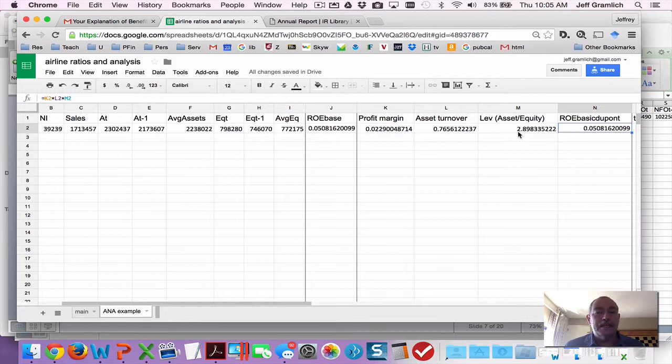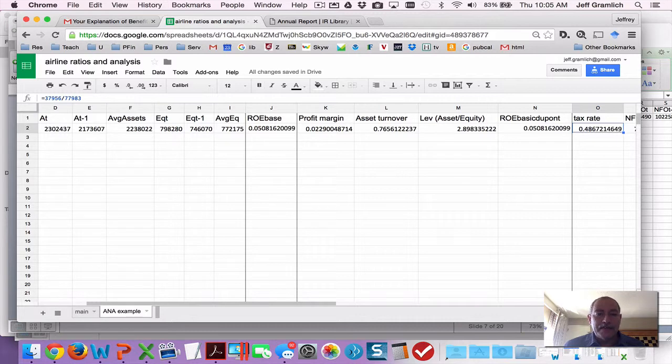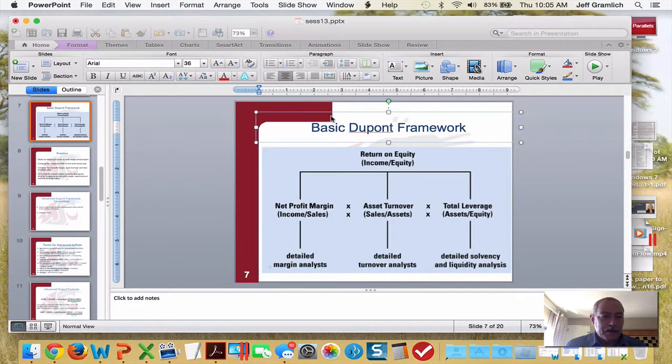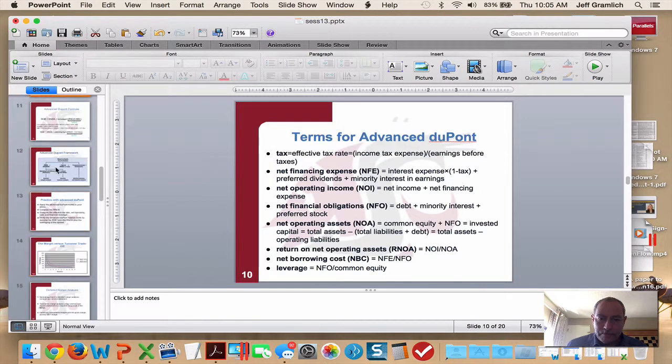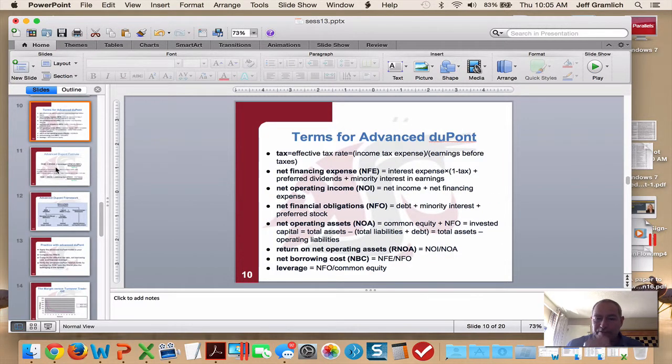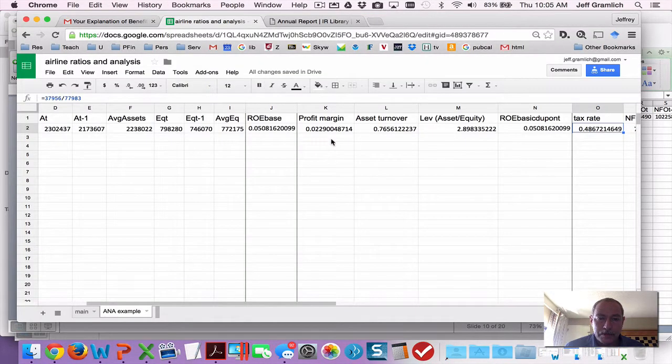Now let's move on to the advanced DuPont. In the advanced DuPont, we're going to follow the slide here, terms for the advanced DuPont, and I'm just going to define each of these terms in the spreadsheet terms. So we go back over here. The first thing we're going to do is the tax rate. And the tax rate is going to be equal to the tax expense, 37,956, divided by the pre-tax income, 77,983.